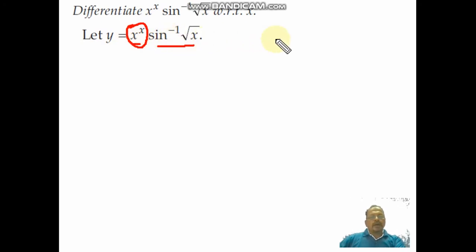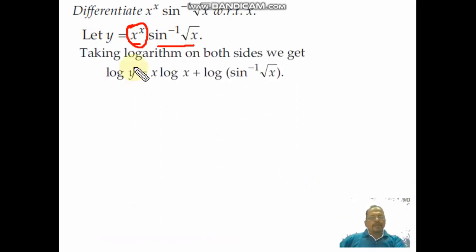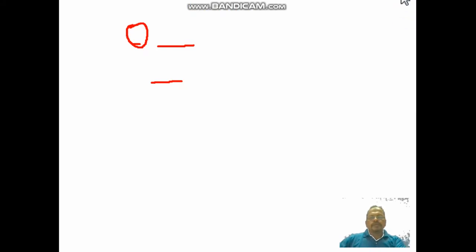Here, because I have log of xy equal to log x plus log y, that formula with me, I am going to directly write out taking logs on both sides. Taking logarithms on both sides, we get log y is equal to log of x raised to x plus log of sin inverse root x. Log of x raised to x becomes x log x. Now differentiate this with respect to x.